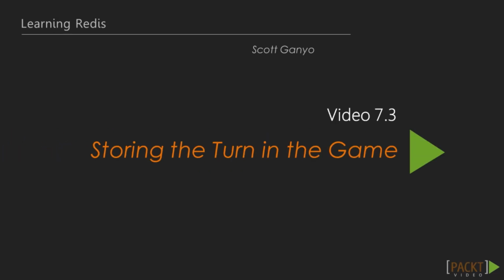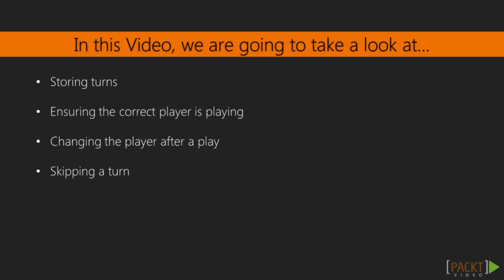Video 7.3, Storing the Turn in the Game. In this video, we'll perform the core game functions of storing players' turns in a list, rotating play between players, ensuring that players can only play when it is their turn, and allowing players to skip a turn.